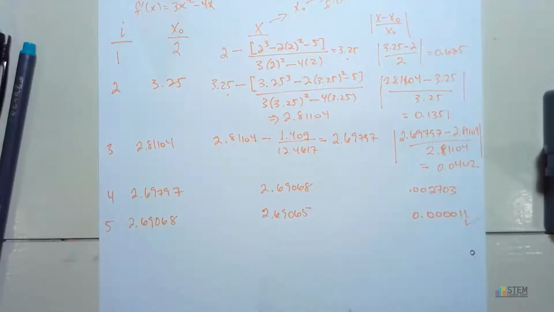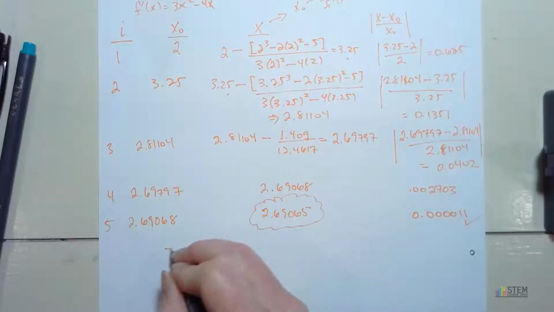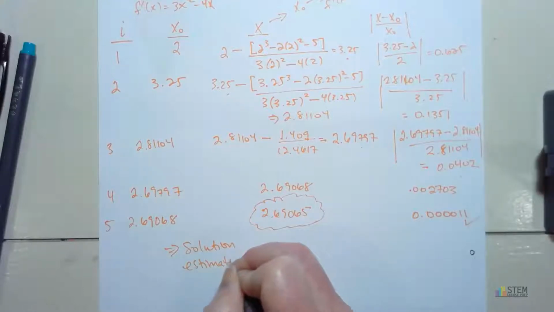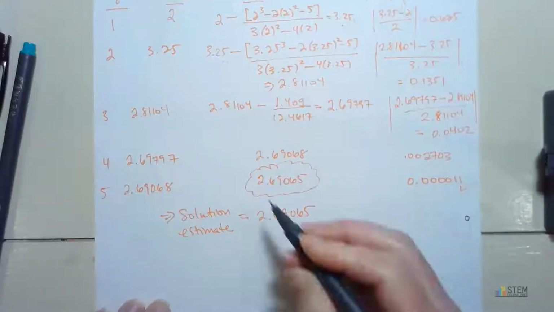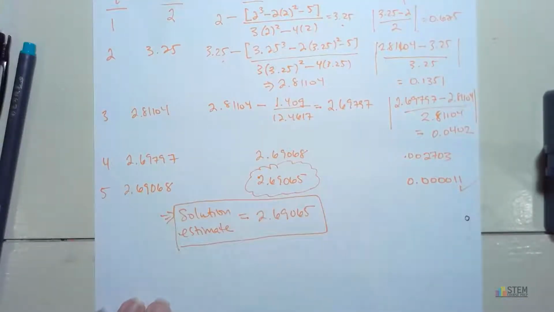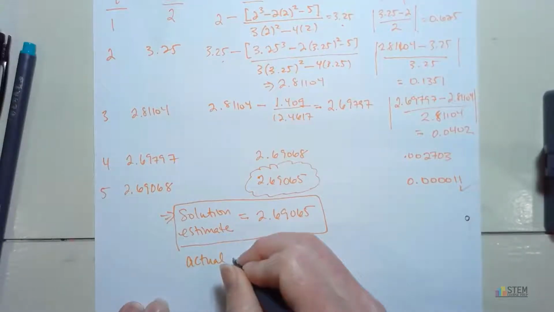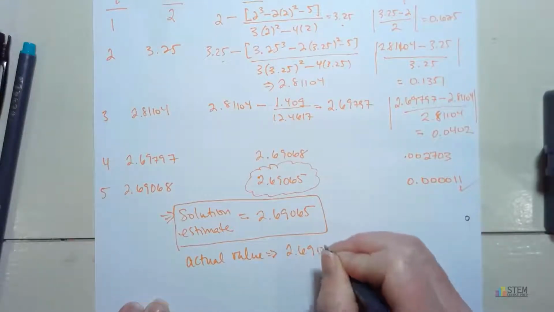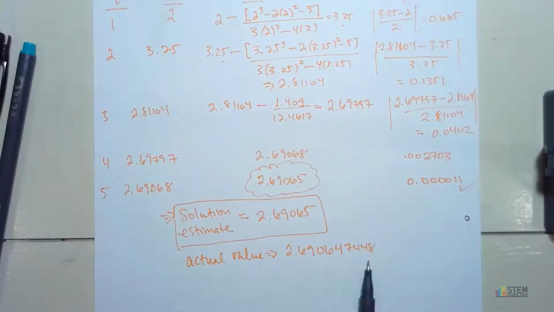That means that this right here is our estimate. So let's write down that the solution estimate is 2.69065. So this would be your answer. That is your root in the interval between 1 and 4. Now, if you were to actually plot this function and find the root, the actual value is 2.690647448. So you can see, that's pretty close.